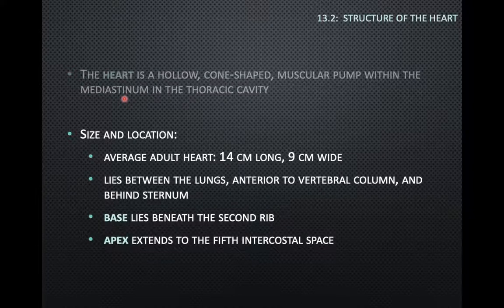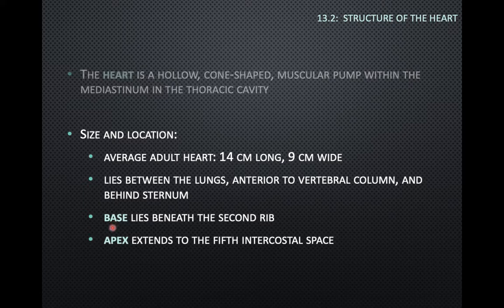Okay. Size and location. The average adult has a heart that's about 14 centimeters in length and 9 centimeters wide. It's situated between the lungs, anterior to your vertebral column, and then behind your sternum. There are two pieces of terminology here, the base and the apex. The base lies beneath the second rib, and the apex extends to the fifth intercostal space.